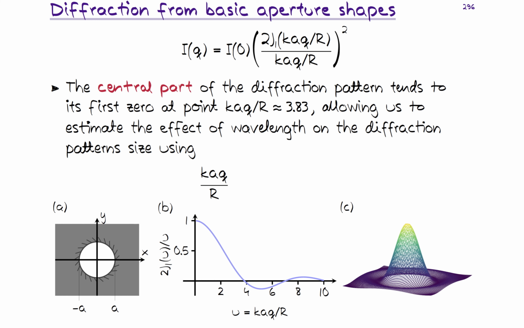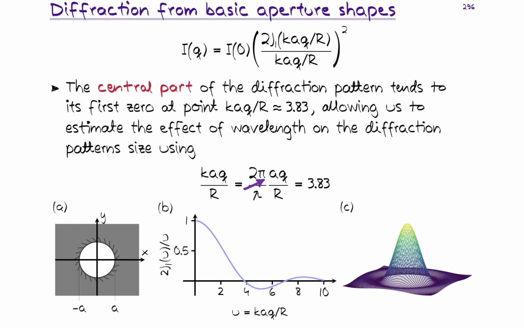So we have K times A times Q divided by R on the other side. Essentially this is what we have. We can equate that K is equal to 2 pi divided by lambda. So we are left with A times Q divided by R. And then we say that when this is at first 0, we have roughly the value of 3.83 for this variable here. So essentially we know that this is when we are at this location.